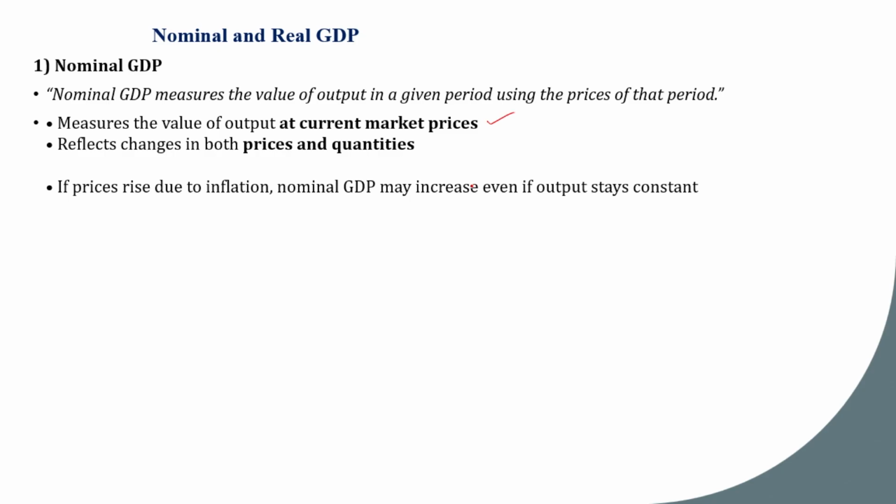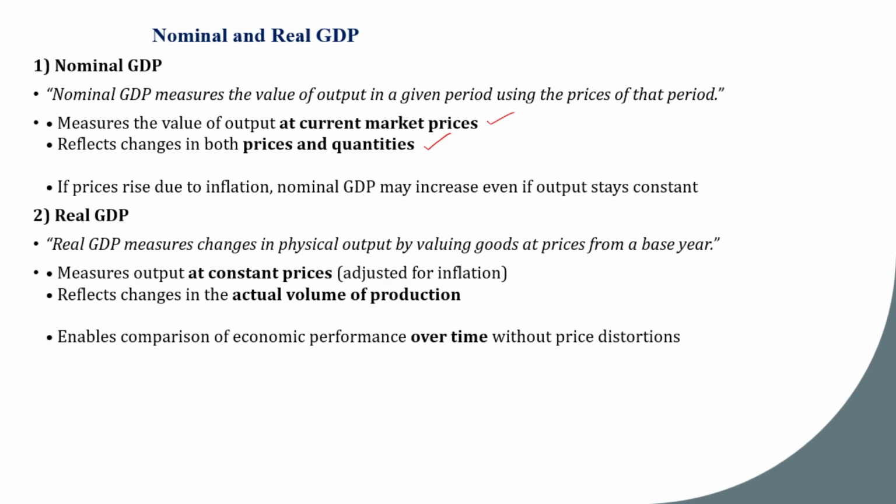We already know this. That means in the previous session, we have seen that it reflects the changes in both prices and quantities. So, if prices rise due to inflation, nominal GDP may increase even if output stays constant.